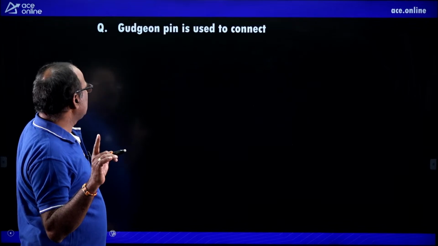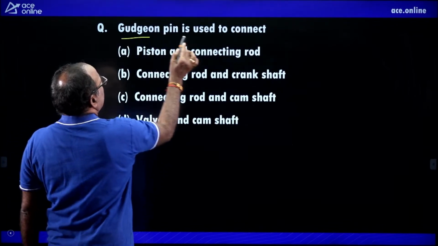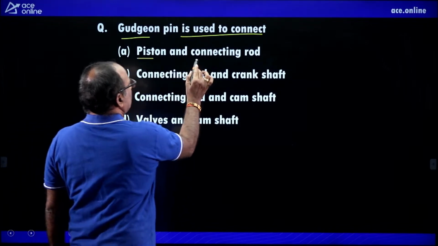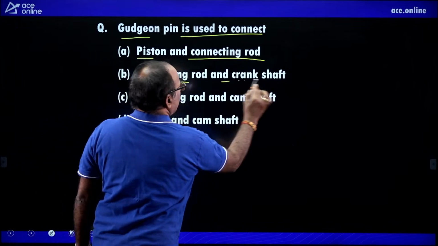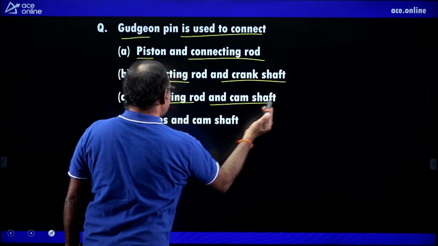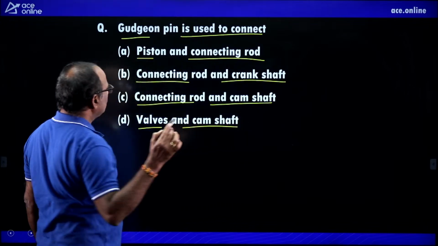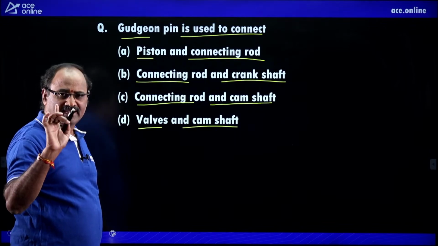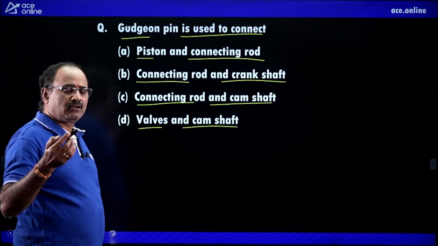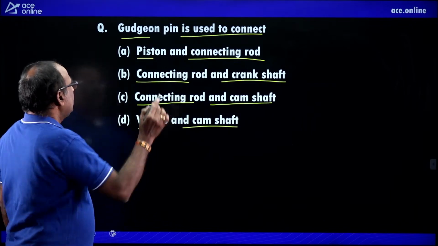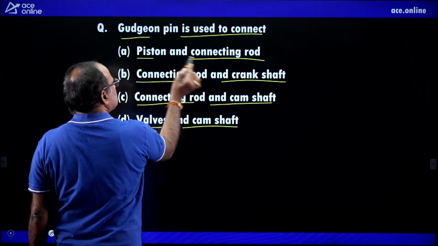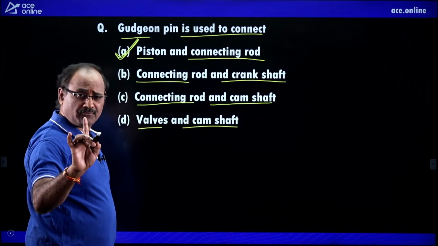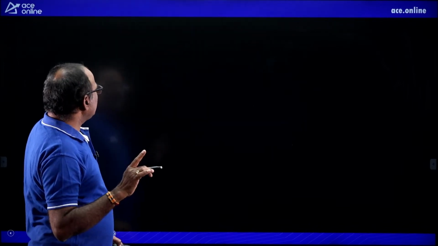Similarly, look at the next question. Try to read it clearly. Gudgeon pin is used to connect: piston and connecting rod, crankshaft and connecting rod, camshaft and valves. You know, the gudgeon pin is the pin for connecting the piston with the connecting rod. The gudgeon pin is also called piston pin or wrist pin. Anyhow, gudgeon pin is for connecting the piston and connecting rod. Therefore, option A is absolutely correct. Are you following or not? Yes.